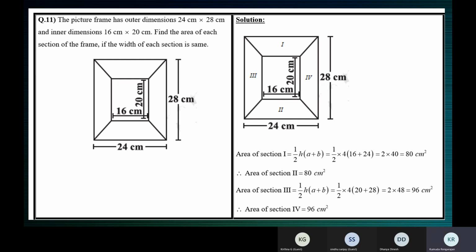You don't have to add everything because you just have to find the area of each section separately. If you're asked to find the total area of the frame, you should add. That is different. Here, it is find the area of each section of the frame. So just leave the answer like this.